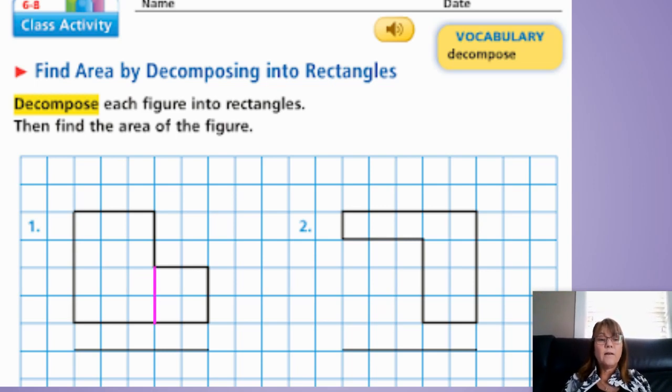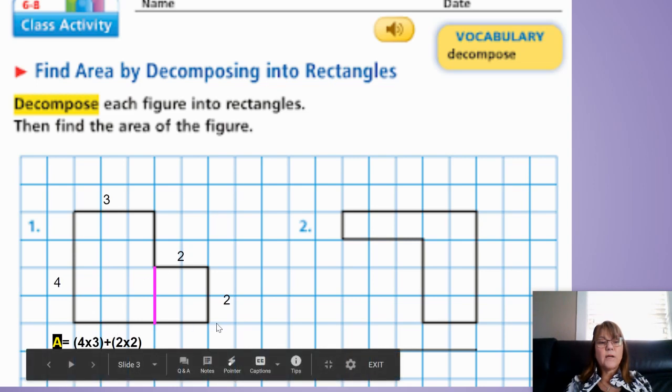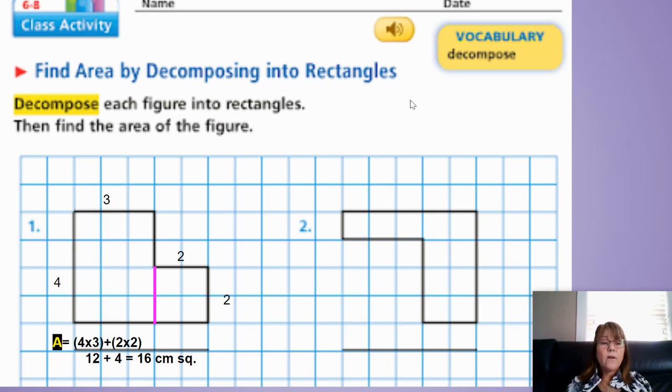So let's draw a line right here. We could have drawn a line right here to make 2 rectangles, but I chose here. So we're going to try there right now. All right, then we're going to mark our length and our width. And we have a 4 and a 3, and our length and a width on this one is 2 and 2. I like to try to put the numbers where I can tell it goes with that one. So we know that area is 4 times 3 plus the 2 times 2. And then we find out the 4 times 3 is 12 plus 2 times 2 is 4. And 12 plus 4 is 16 centimeters squared.